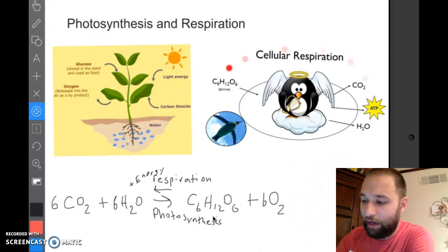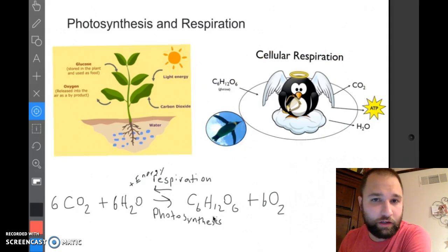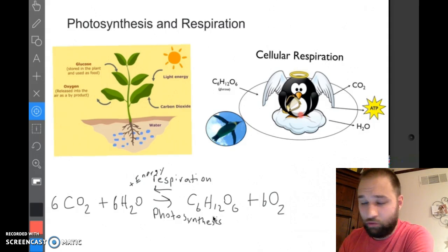I have a little picture here. I have no idea why I chose a penguin picture. Not even sure what this penguin's doing. It's like an angel penguin playing a harp.